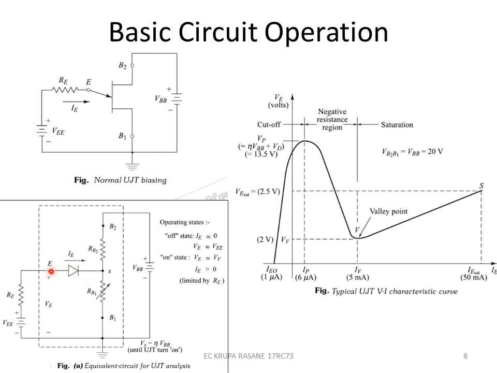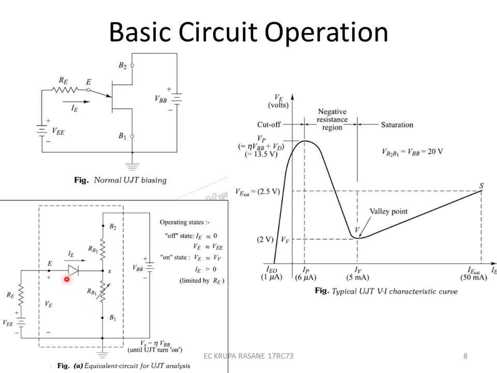So what happens is the charges are flowing through RB1. RB1 has its own resistance value. We know RBB is RB1 plus RB2. And as more charges flow through B1, the resistance of this B1 area starts to decrease, because more charges means more conduction, means more resistance decrease. So as resistance decreases, after this the RB1 resistance starts to decrease and the current will increase.